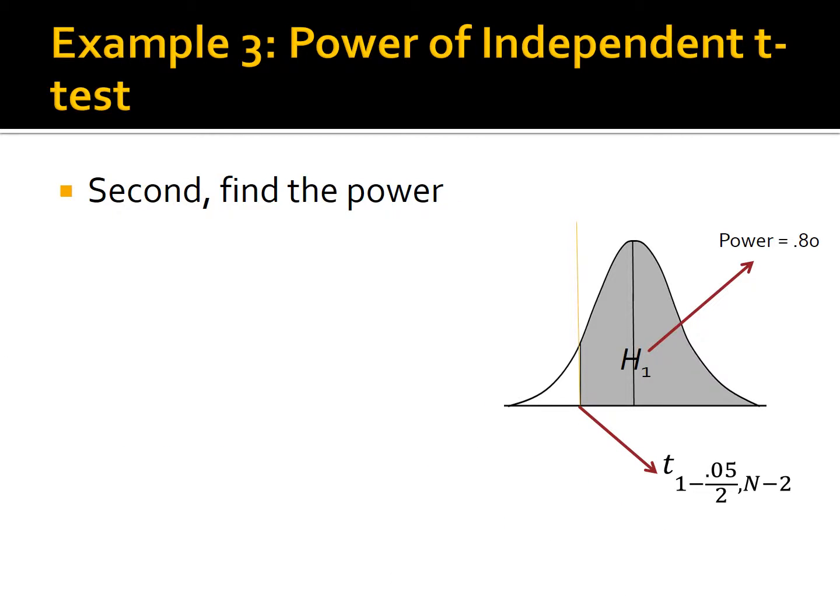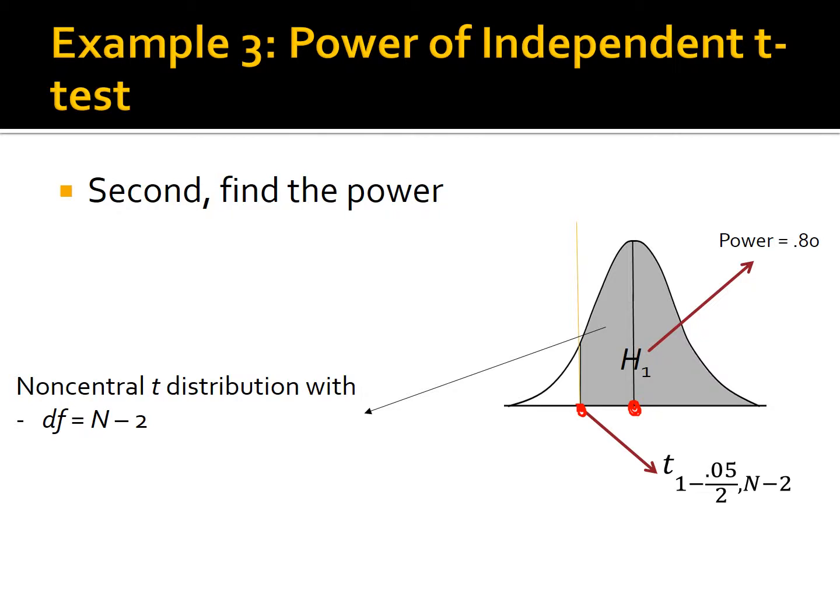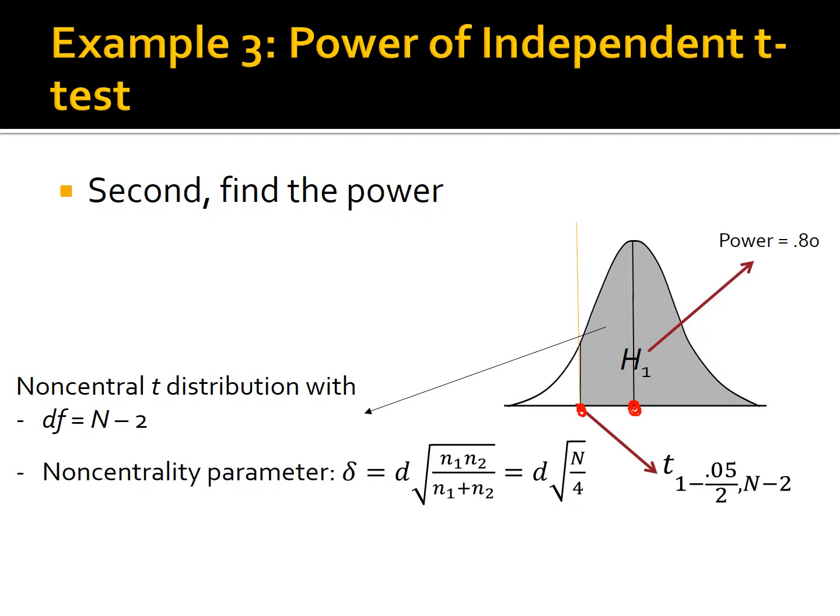So second, we know the critical value over here. We would like to find the power, right? So the alternative hypothesis sampling distribution would be a non-central t distribution. The center of the alternative hypothesis is not equal to 0, and the degree of freedom is n minus 2, and the non-centrality parameter, or delta, equals d times the square root of n1 times n2 over n1 plus n2.